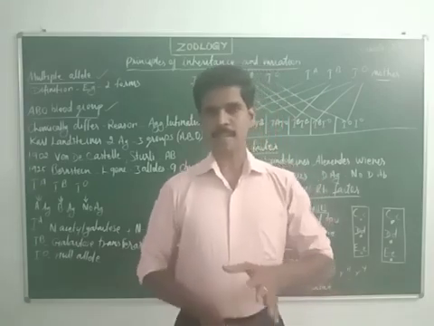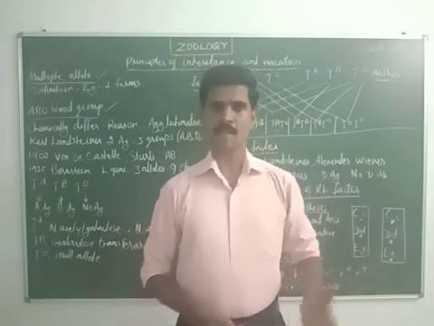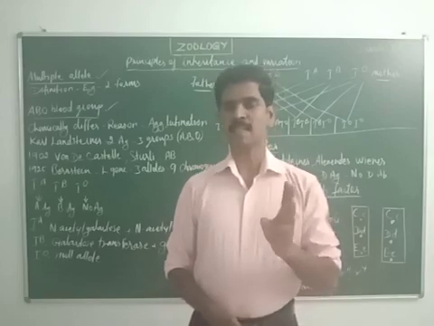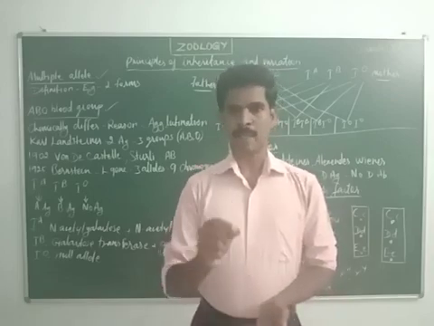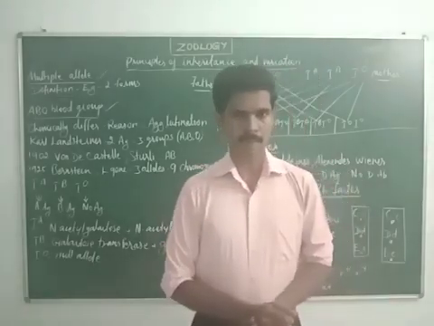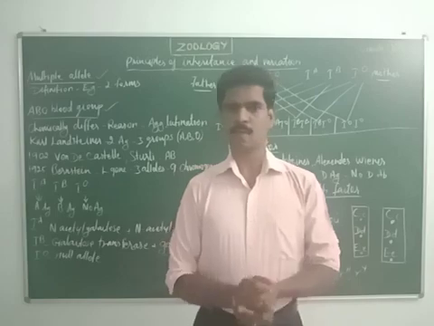Based on the presence or absence of these two antigens, he developed three types of blood group: A group, B group, and O group. Hope you understood this point.